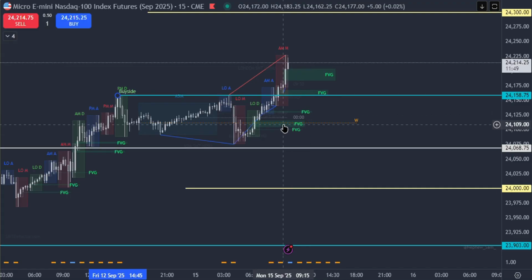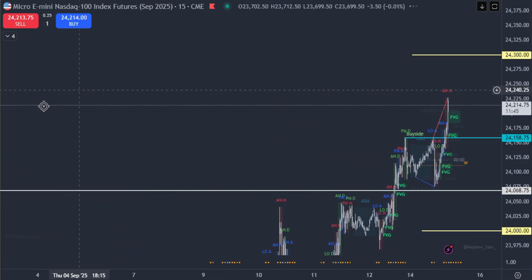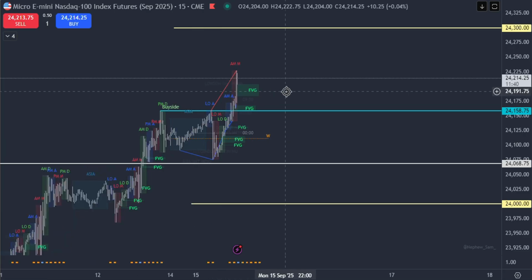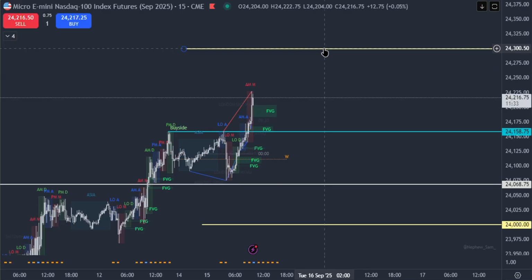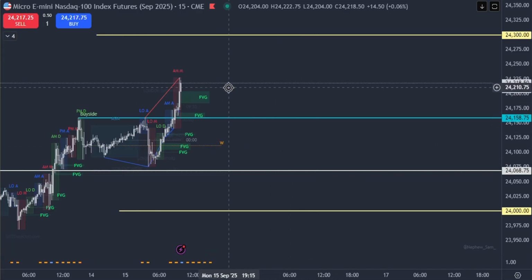The thing is, there's nothing else on the left side that you can target, right? So when there's nothing else on the left side that you can target, then you have to start looking at price. So 24.3 is a good target. I was eyeballing 24.2, but we already hit it.